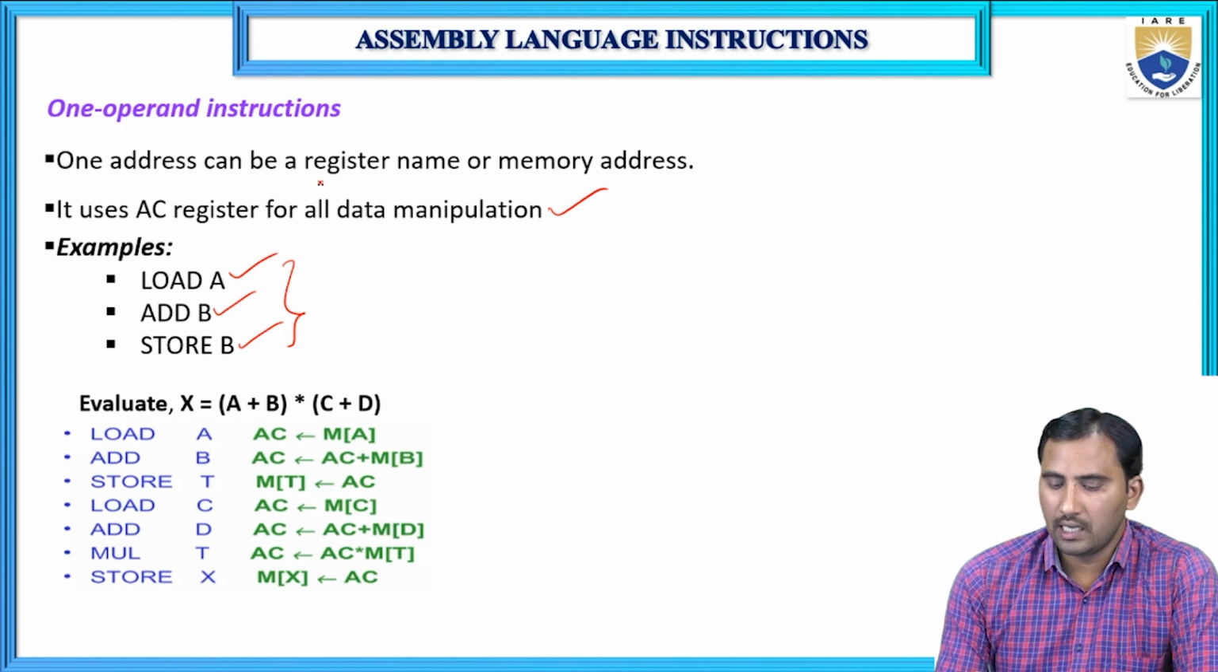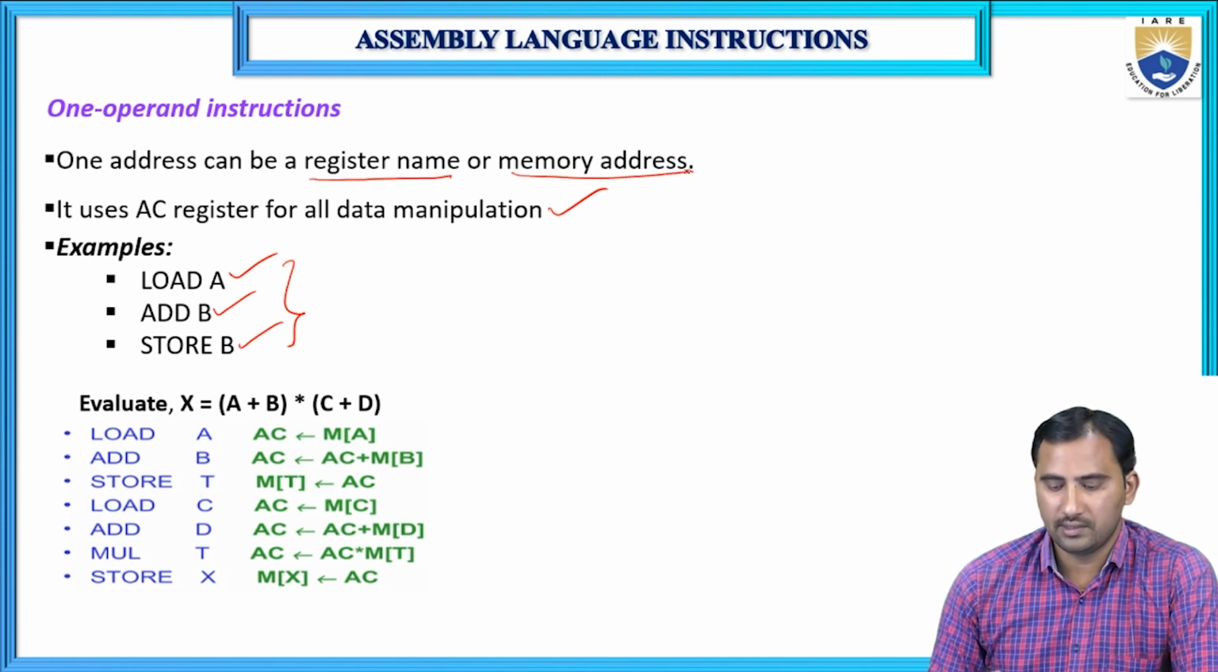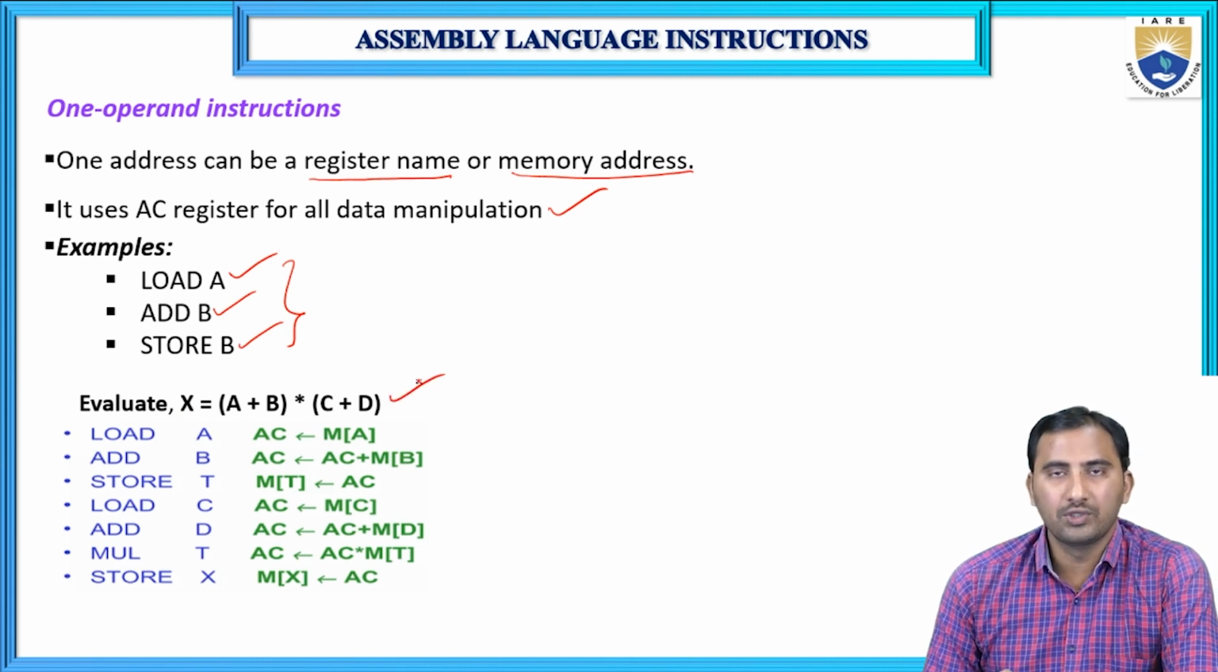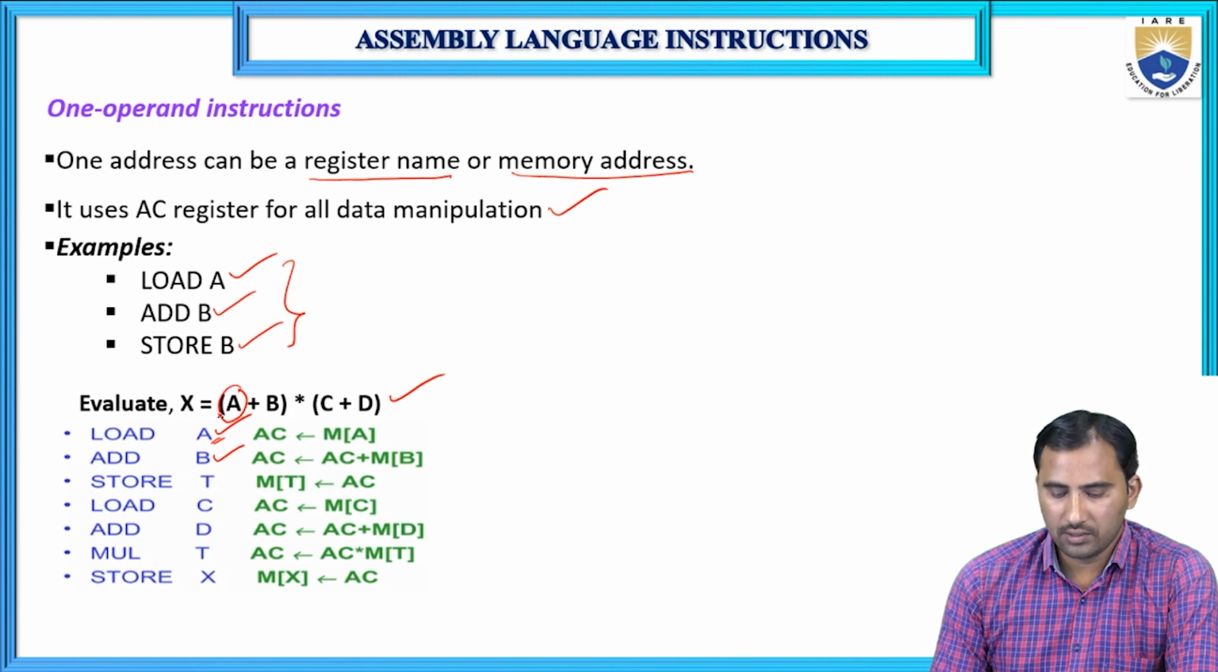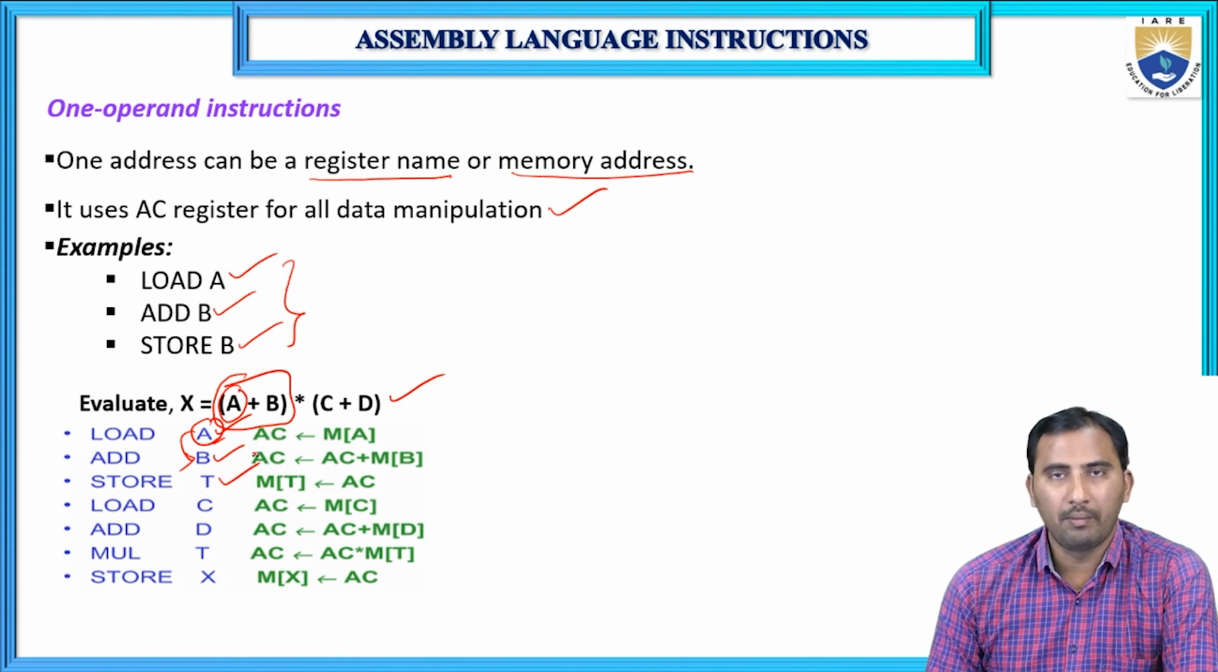So one address can be a register name or a memory address. In order to evaluate the expression, first we should load the register A value into A. Next we should add it. So load A means the A value will be loaded into the register A. Then add B means the contents of the A register will be added with B. Then that addition result will be stored in the memory location T, top of the stack.